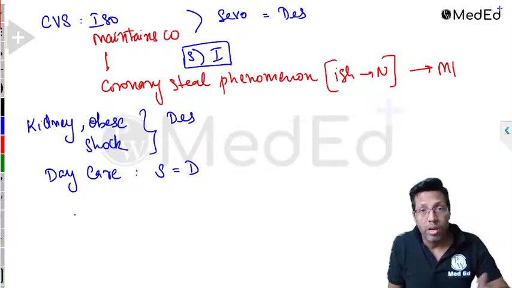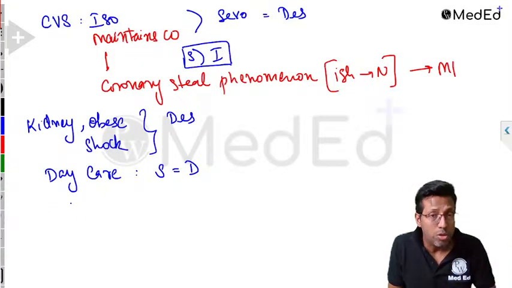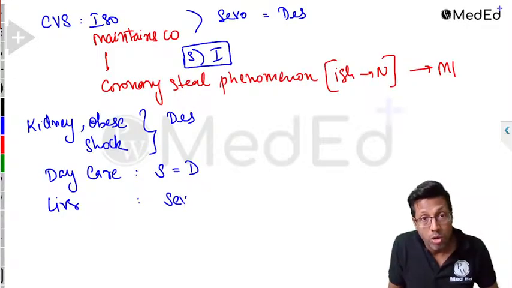So we are done with CVS, the kidney patient, and the daycare patient. After that, for most of the systems you will find the drug of choice is sevoflurane. Beyond this, if you take a liver patient, the non-hepatotoxic drug is sevoflurane. Sevo is non-hepatotoxic.